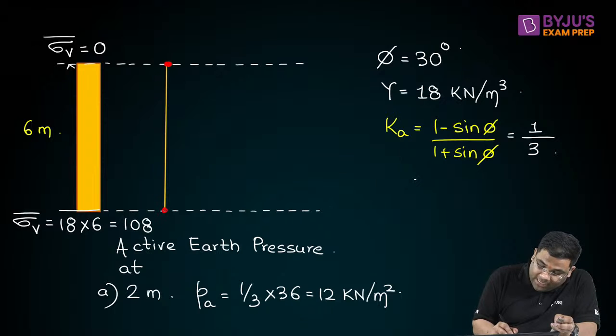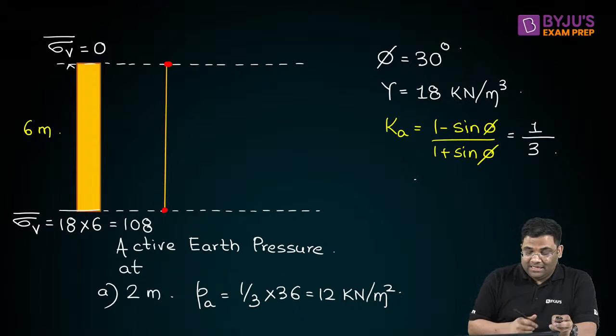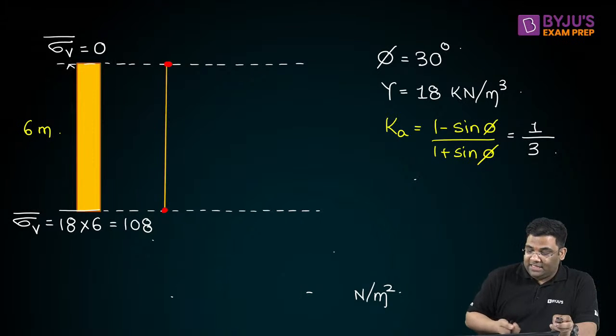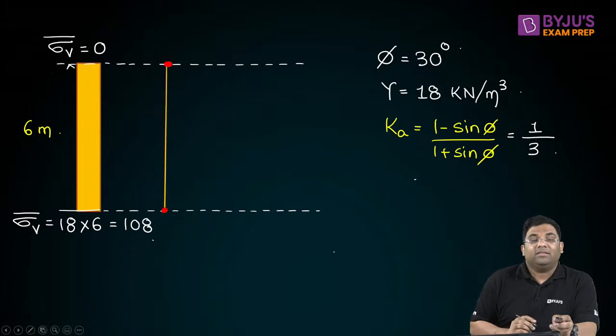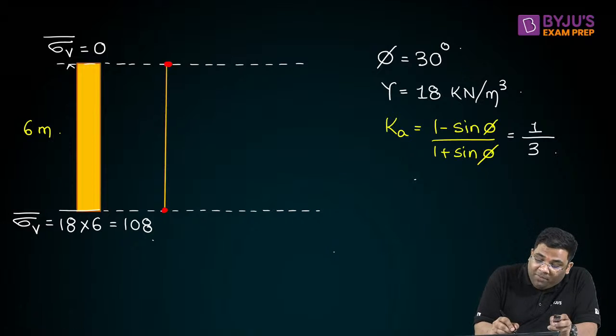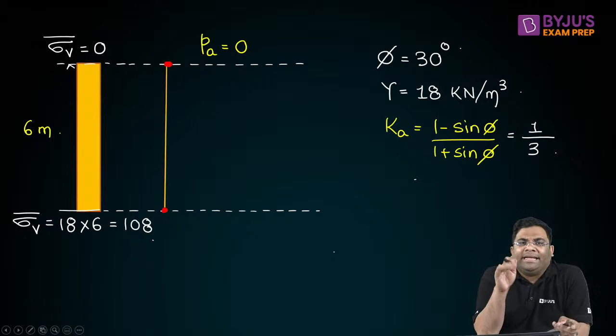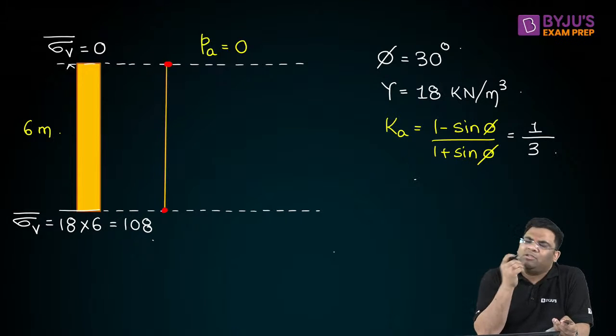At the bottom we are getting how much? 108. You see, this 108 is the vertical stress. Okay. Now at top, if I want to find out the earth pressure, that also will be 0, right? Because the earth pressure equation is Ka into vertical stress. If the vertical stress is 0, earth pressure also 0.